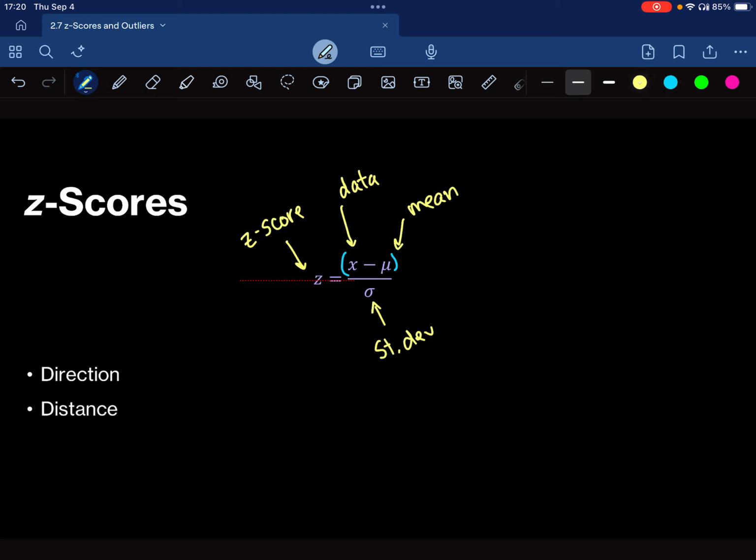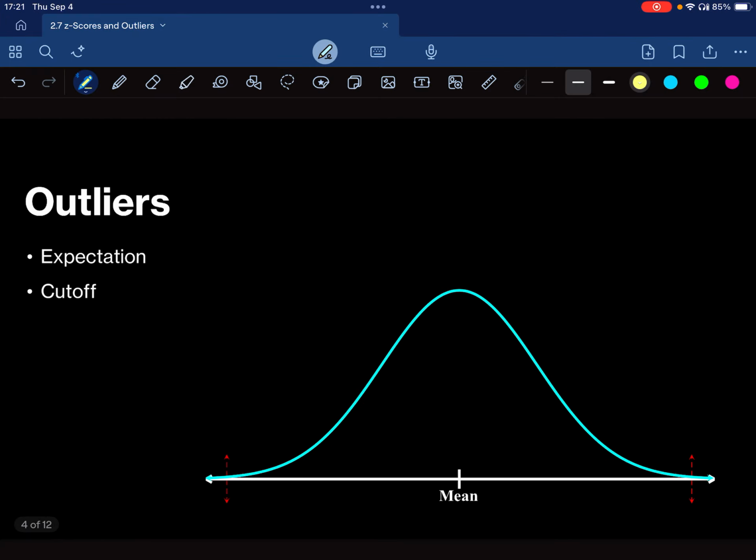As part of this, the z-score is going to have two parts. The direction is going to come from the sign of the z-score. So if the sign of the z-score is positive, that tells us it's above average. And if the sign of the z-score is negative, then that's going to tell us it's below average. The other thing we're going to get from a z-score is the distance, which is a value. So I'm going to drop the sign, whether it's positive or negative, and just look at that number. That number is going to tell me how far from average my data actually is. We're going to use that information to try to describe outliers.